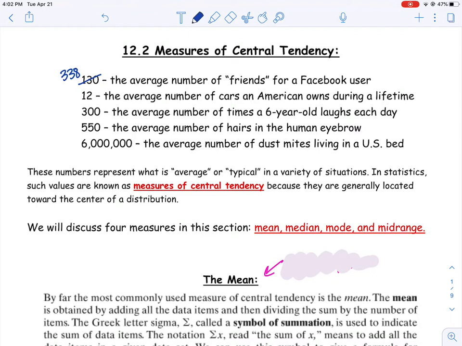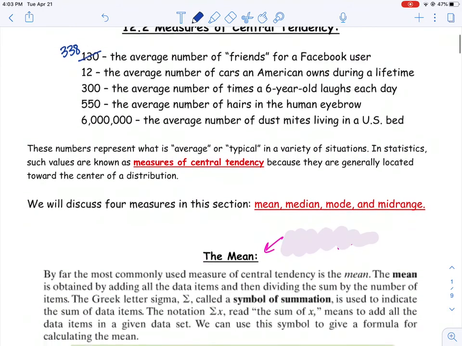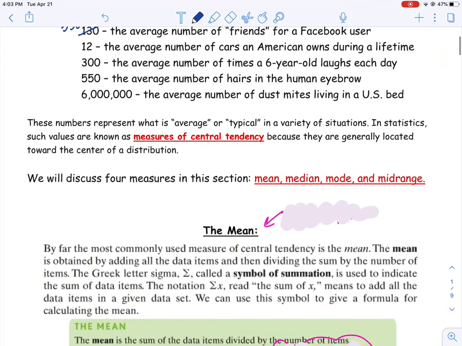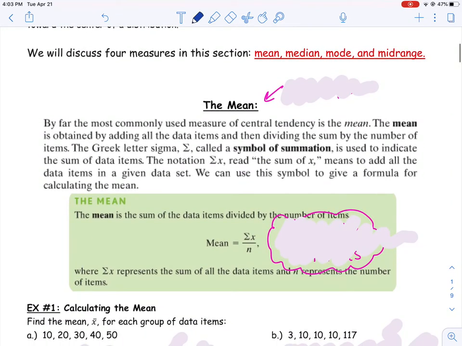In statistics, such values are known as measures of central tendency because they're generally located toward the center of the distribution, so kind of in the middle. In this section, we're going to talk about 4 different measures of central tendency: mean, median, mode, and mid-range. The first one we're going to talk about in this video is what we call the mean. More often than not, we use the word average to represent the mean.